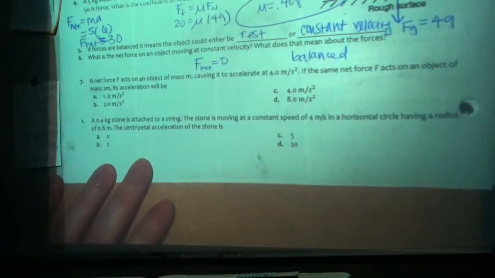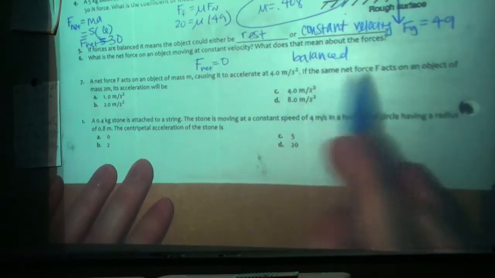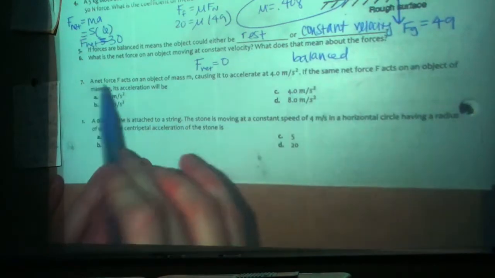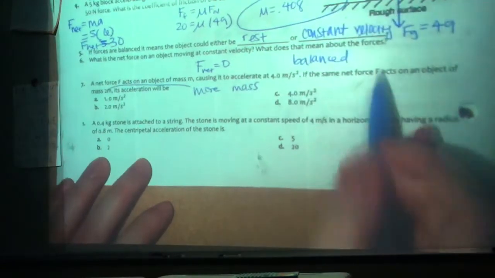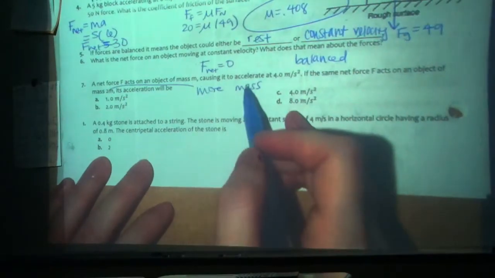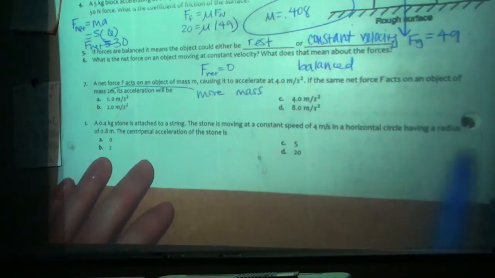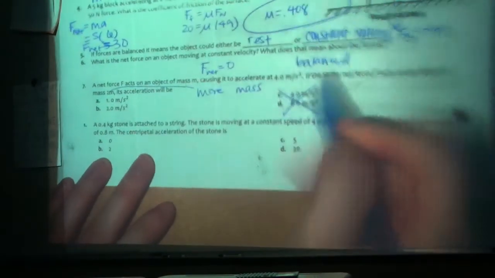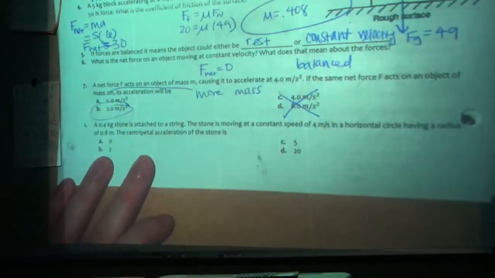A net force F acts on a mass m, causing it to accelerate at 4. If the same force acts on a mass of 2m, so now we are increasing the mass, that means it's heavier. If I have the same force on something that's heavier, would it go faster or slower? Hopefully you said slower, so we can cross off these, and it was twice the mass, so it should be half as fast. If it was 4, half of that would just be 2.